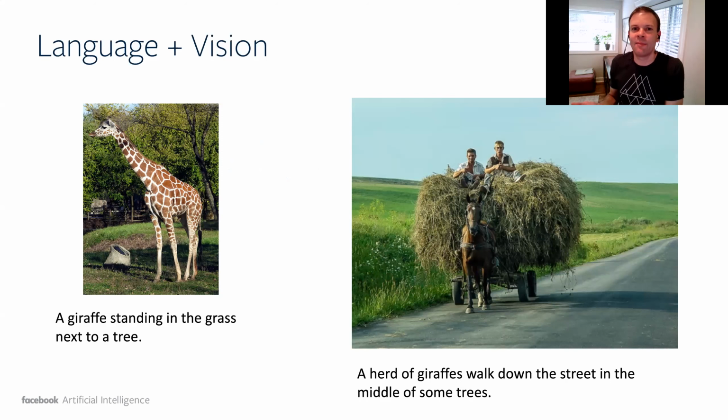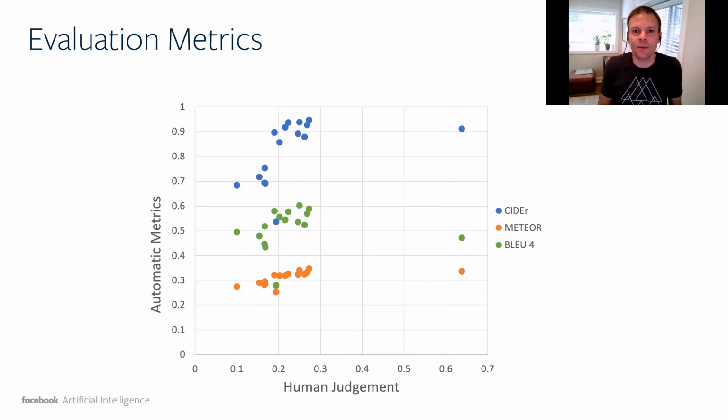But at the same time, at least 5 years ago, I was going around saying, hey, don't study this problem. And why did I say that? The problem is it's so hard to evaluate. It's hard to tell if you're actually making progress or not. So here, what you'll see is 3 different evaluation metrics, CIDEr, METEOR, and BLEU. And every dot corresponds to a different algorithm.